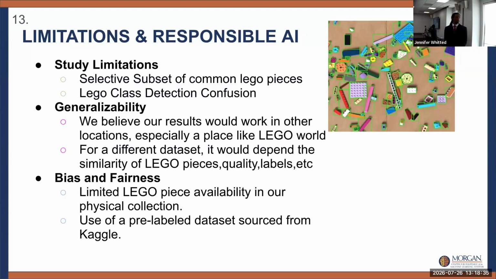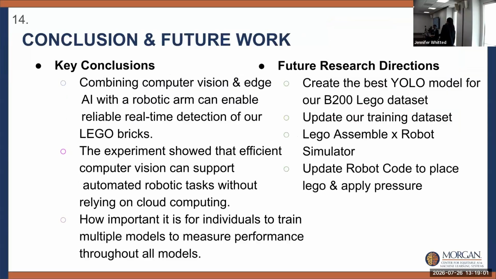For the variation of fairness, one important thing to note is that a model is only as good as the data that was fed to it. As Joaquin said, we had our model, but we were not able to accurately test performance because we did not have all of the Lego pieces there. Another limitation we had was that we got a pre-labeled data set from Kaggle, so there could be some bias in the labeling because of different lighting conditions and different class labeling and stuff like that. So that's one of the biases we have in this project.